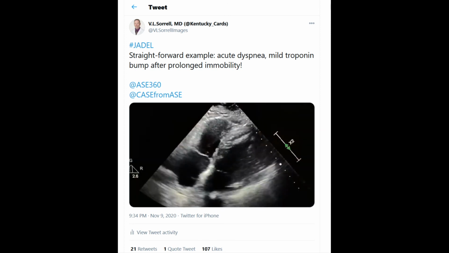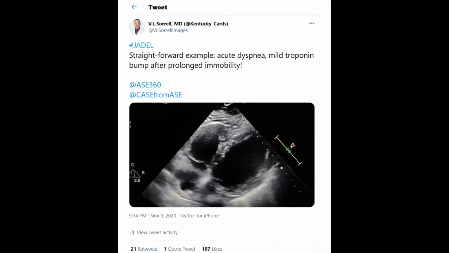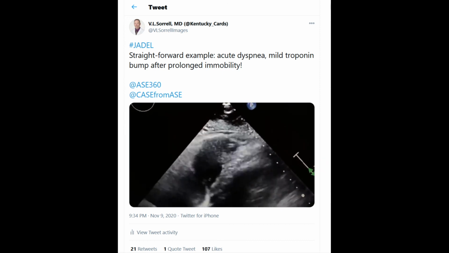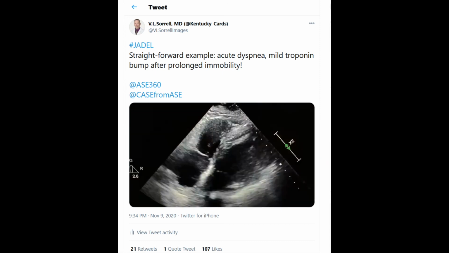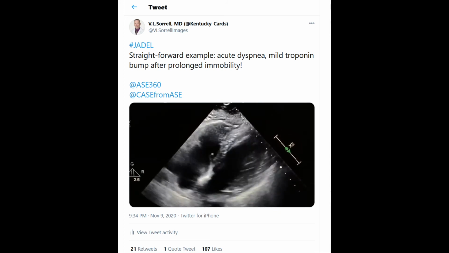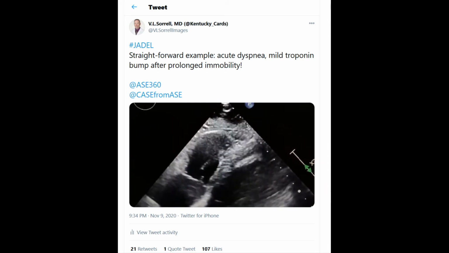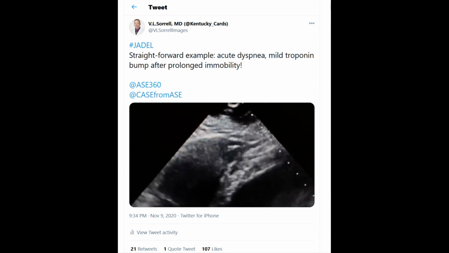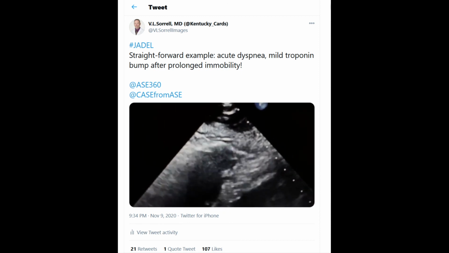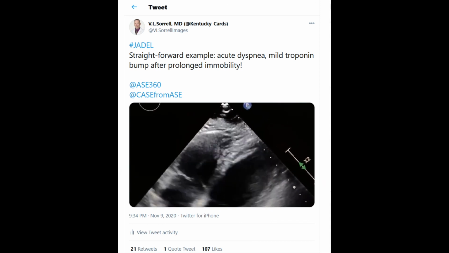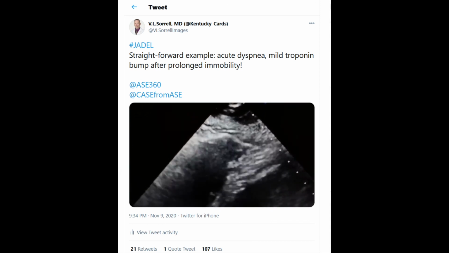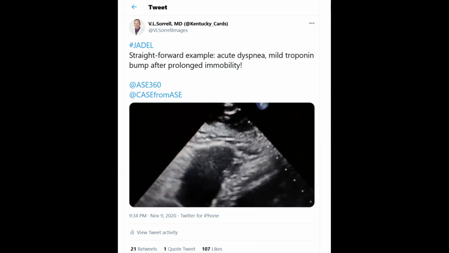And therefore they weighed their opinions that the third, most likely explanation for the McConnell's sign actually represents RV free wall ischemia. And that transient ischemia from the acute infarction or a more prolonged ischemia with possible necrosis in RV infarction were the two mechanisms most likely driving their finding, and the fact that it was seen in both clinical populations.